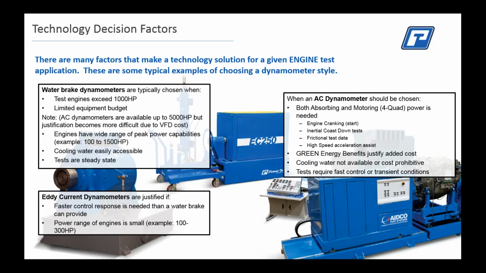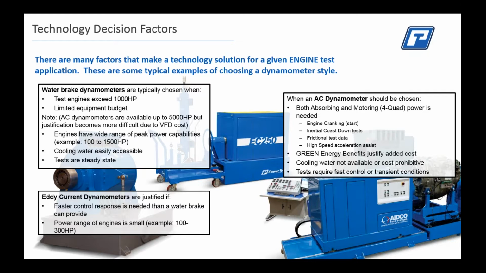Typically, there's a lot of different benefits to having 4-quad, including being able to test frictional data. If you have to have an engine test in order to meet the EPA FTP heavy-duty emissions standards, which requires motoring, then you'll need an AC dynamometer. And then there's also large benefits to not having to have a cooling tower.